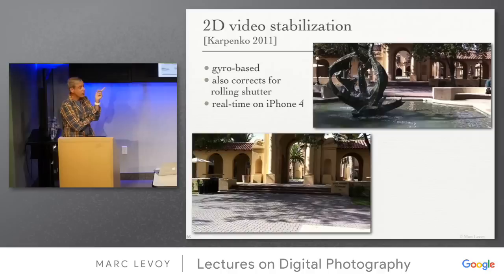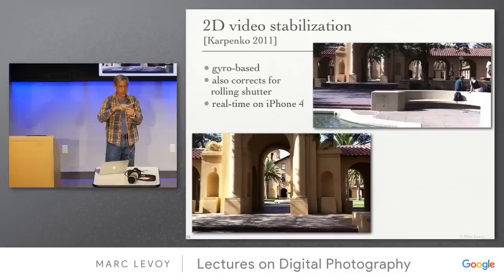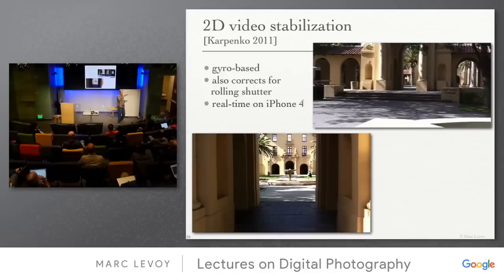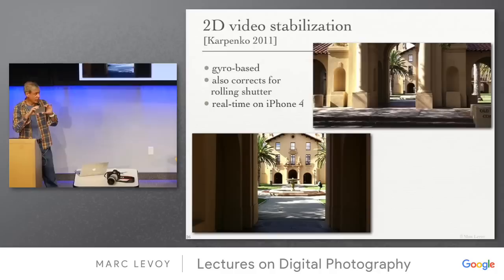Now what you're removing, you're compensating for this. You're not compensating for this. And so you can kind of see that rhythm as he's walking. So it's not compensating for the translation. By doing this, he's effectively compensating for this convolution. That's called 2D stabilization.